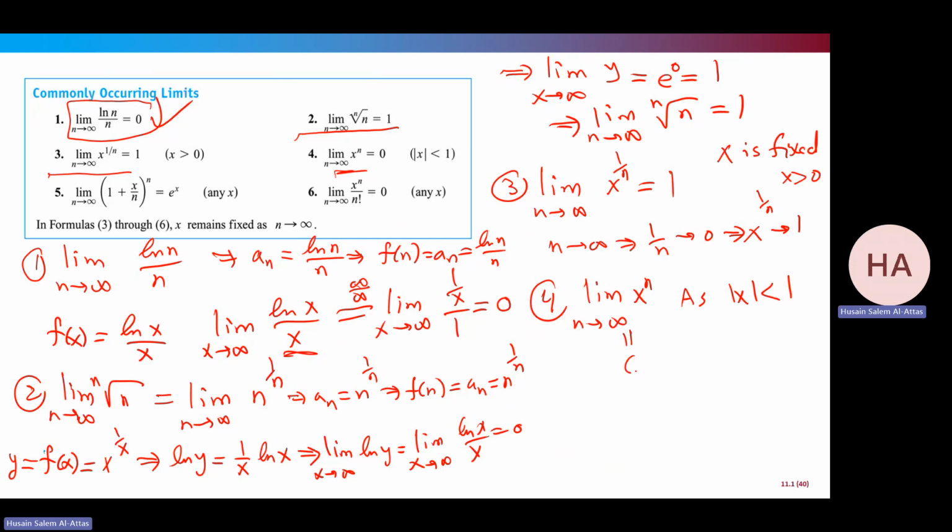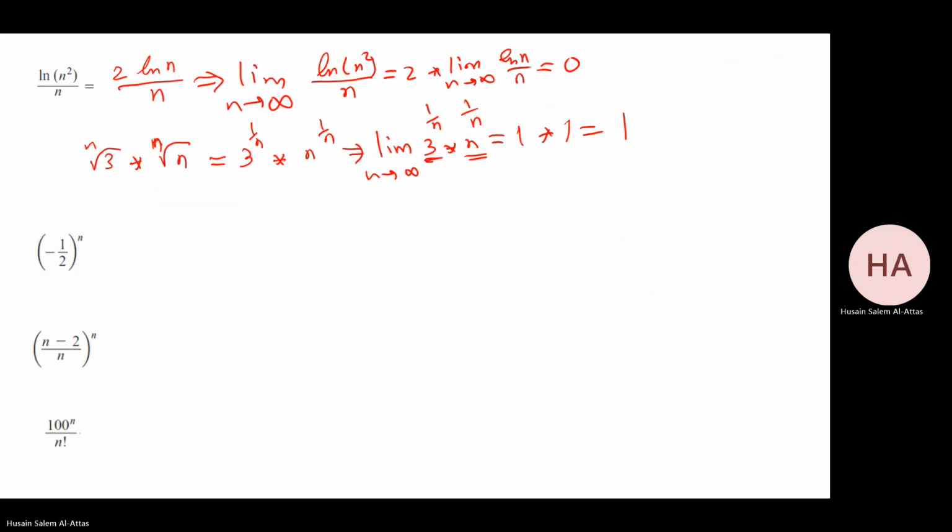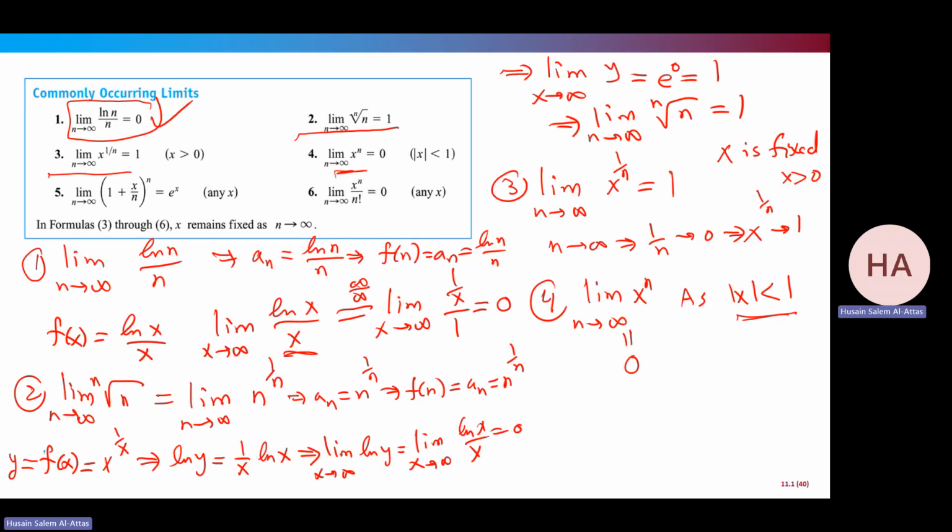This one will be equal to 0 if the absolute value of r, or absolute value of x, is less than 1. The fifth one, yeah, and this one will work. Now my x is equal to -1/2, where the absolute value of x is less than 1. So for sure, the limit as n goes to infinity of (-1/2)^n will be 0. Okay. Fifth one, I have the limit as n goes to infinity of (1 + x/n)^n. I need to find an expression for that.